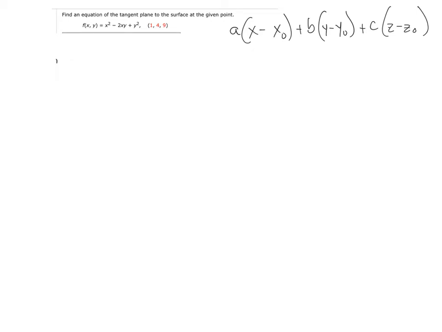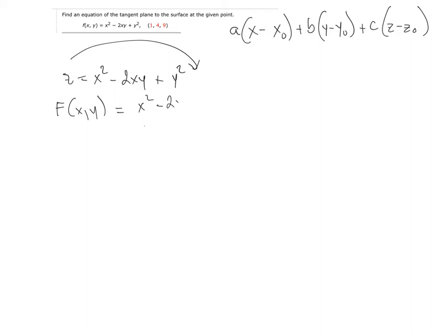So now your equation is z equals x squared minus 2xy plus y squared. Now you're going to bring the z over to this side, and then you will get capital F of xy: f(x,y) equals x squared minus 2xy plus y squared minus z. Now a will be the partial with respect to x, b will be the partial with respect to y, and then c will be the partial with respect to z.